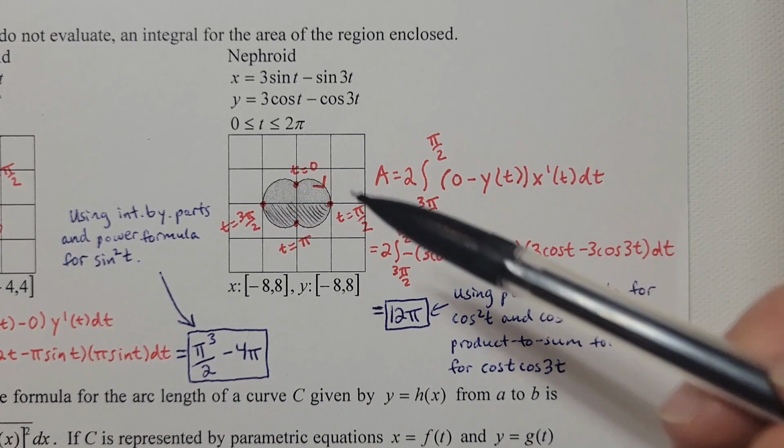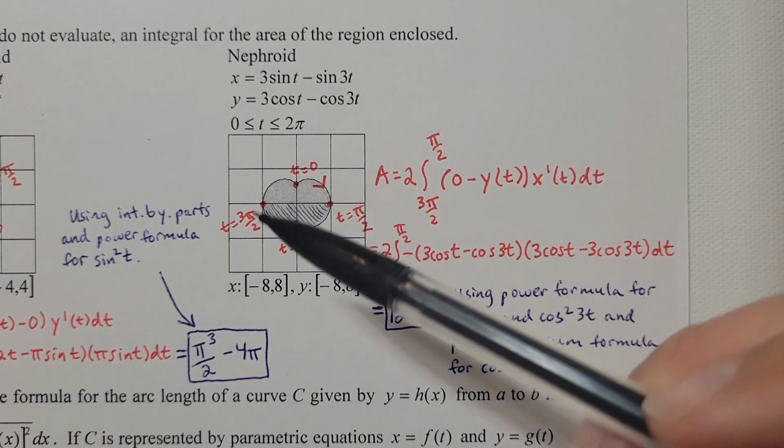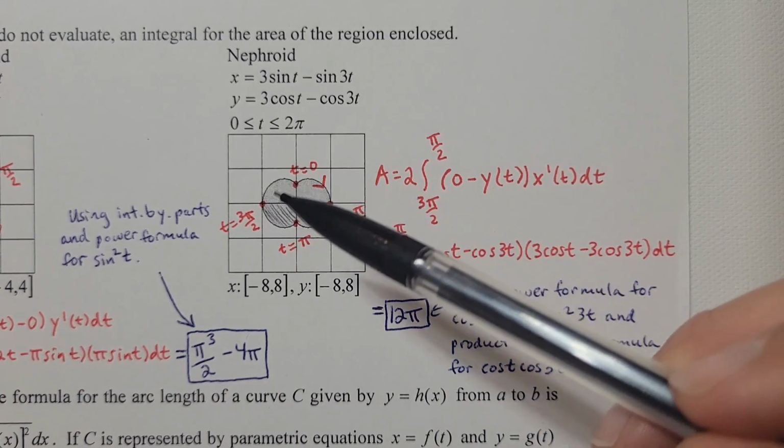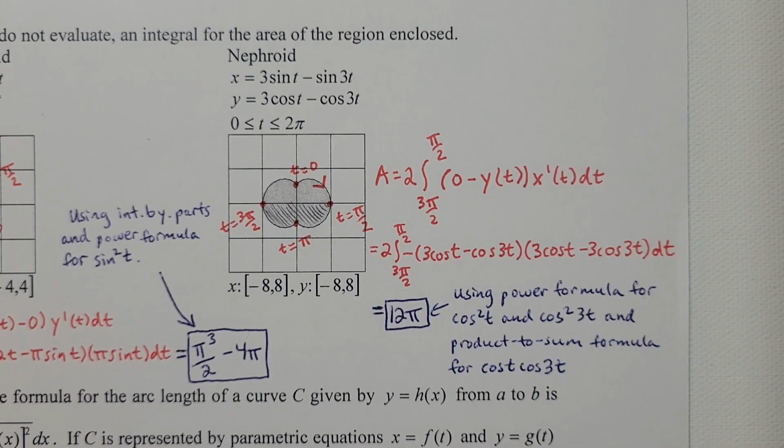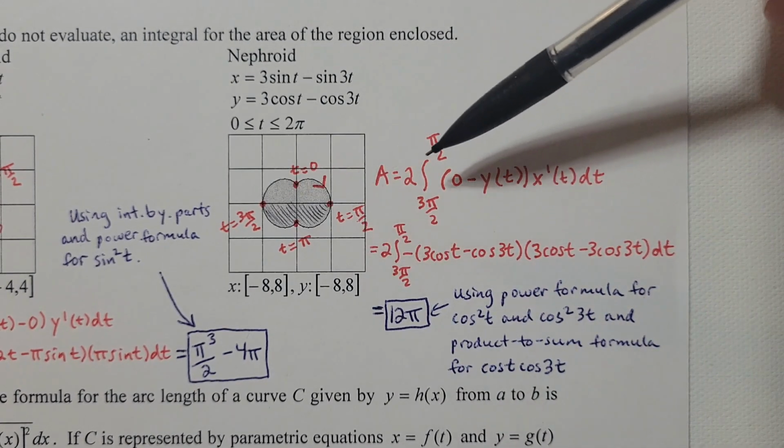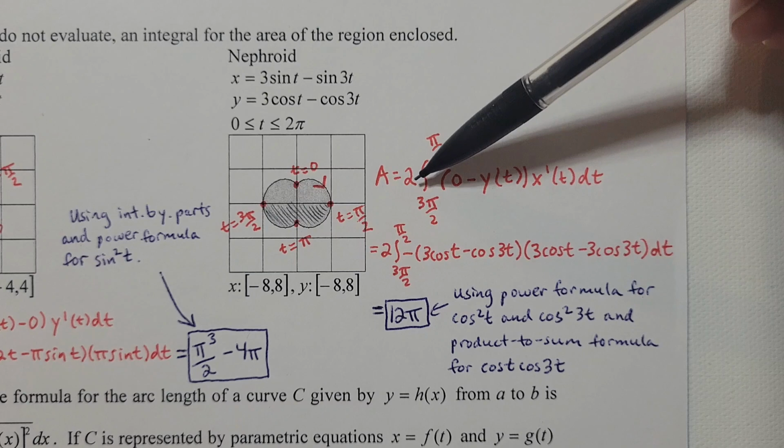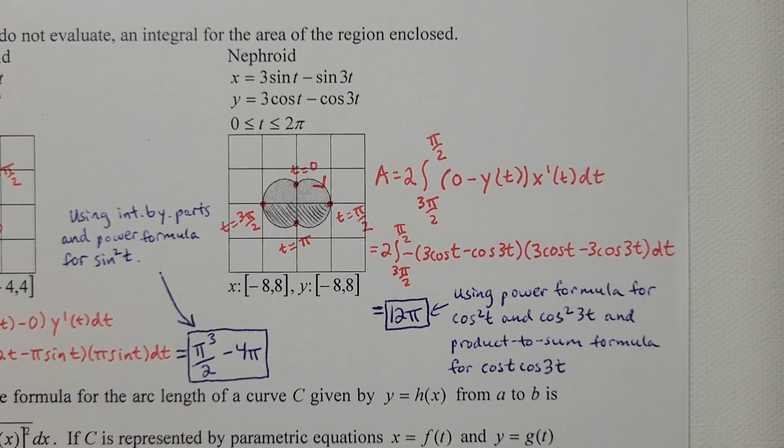So 12 pi would be the total area of the enclosed region, because for the shaded area, again, I've only got half of that, and so I'm doubling the answer to get the entire shaded area.